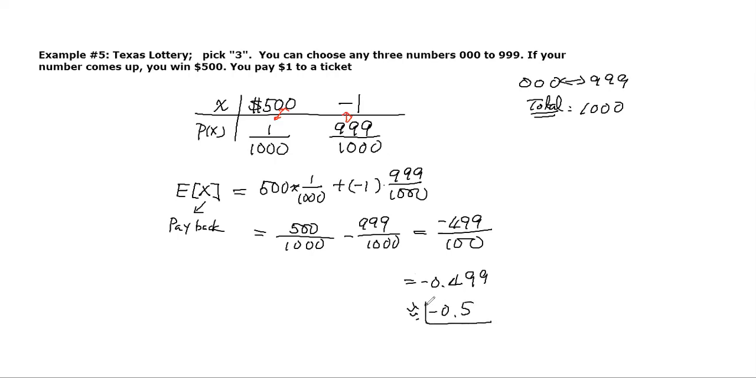So that means you expect to win or expect to lose? You expect to lose. How much do you expect to lose? You expect to lose about 50 cents every time you play. So this is not a fair game, right? Because you expect to lose. So think about it: if so many people play these games, everybody expects to lose 50 cents.